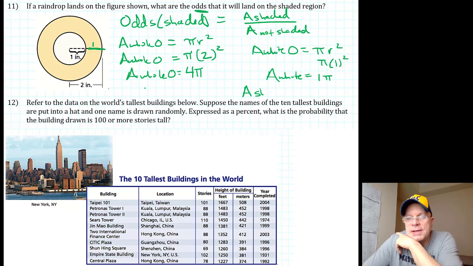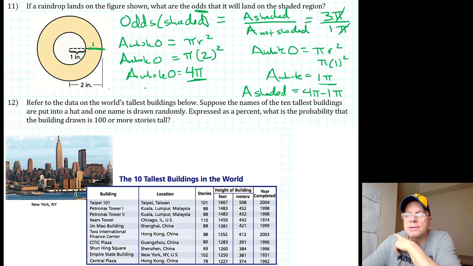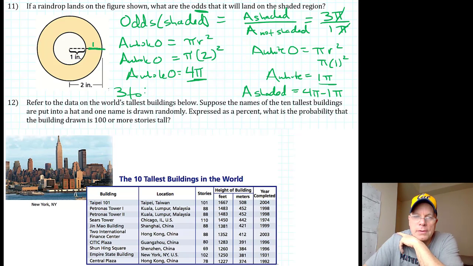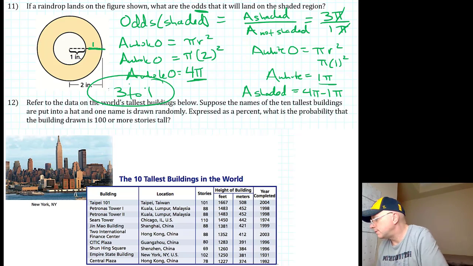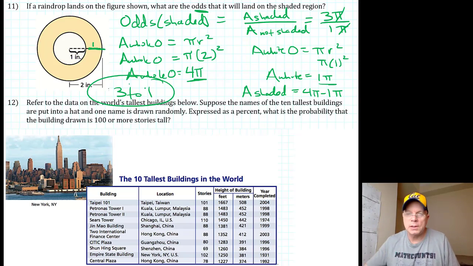The area that's shaded is the whole circle minus the white circle. 4 pi minus 1 pi is 3 pi. So the area that's shaded is 3 pi. The area that's not shaded, the white area, is 1 pi. And pi divided by pi is 1. And so it's just 3 to 1. If you say 3 pi to 1 pi, I understand it, and that's fine. Or 3 pi to pi. Just know that pi divided by pi is the same as, it's like factoring out any other common factor.